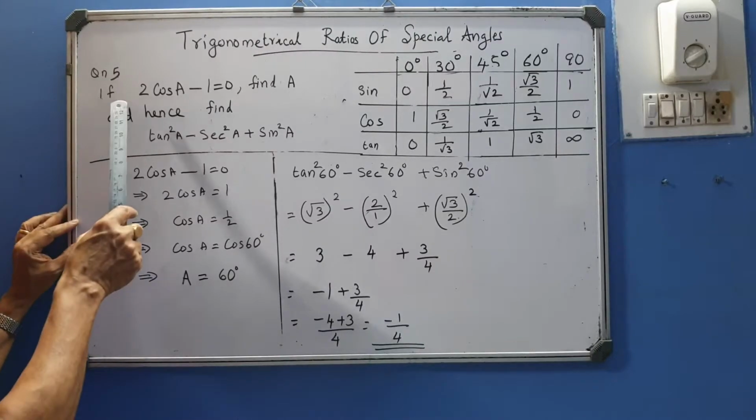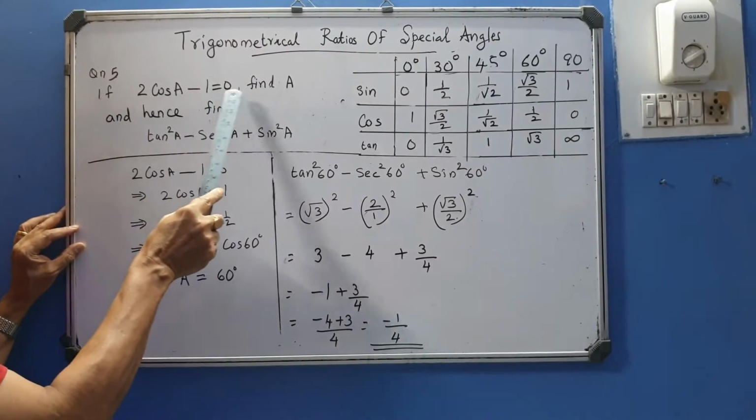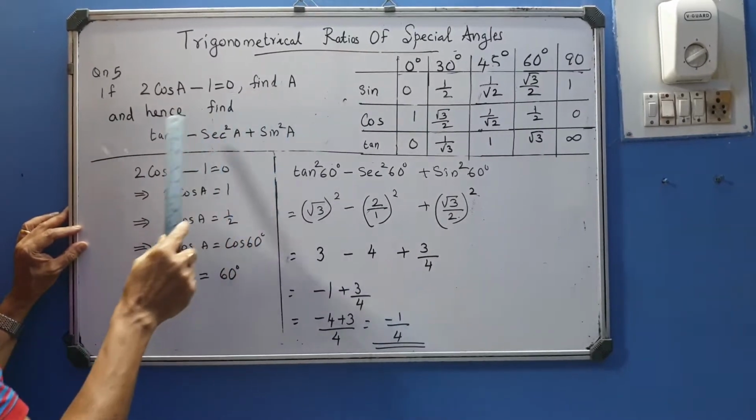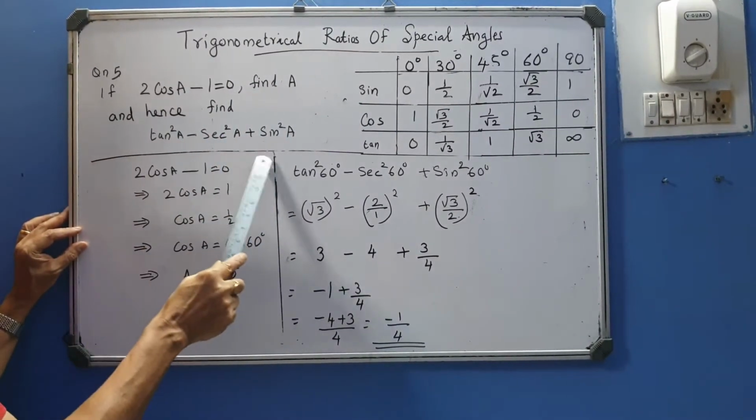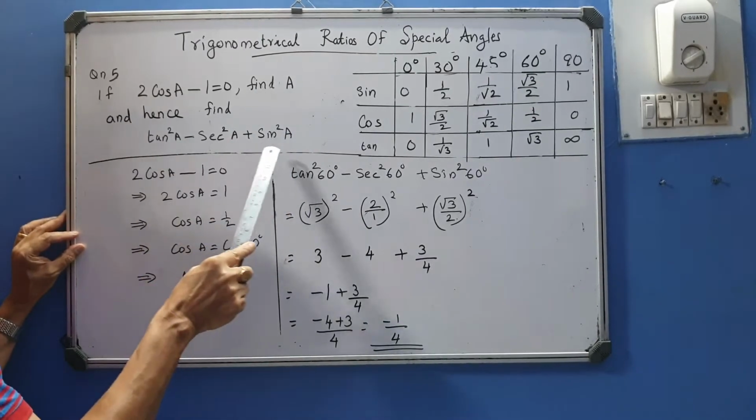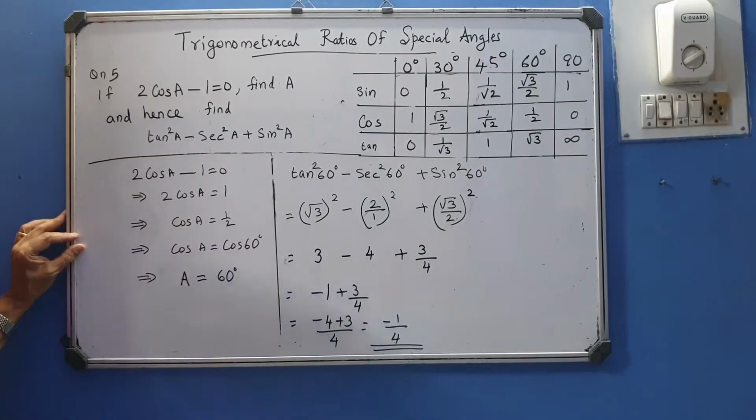Okay, now let's take a question like this: 2 cos a minus 1 equal to 0. Find out the value for a. First, you have to find the angle. Then use that angle to find out this. So here we have to find the angle first, use that angle and find out this one. Okay, let's see how it can be done.